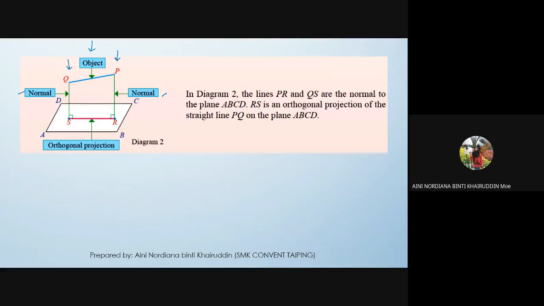You ada plane ABCD, horizontal plane. Okay. This is horizontal plane. You kena imagine this is horizontal plane, macam you letak one paper dekat atas meja. Okay. Then let's say QP ni adalah pencil ataupun pen. You letak di atas A4 paper, A4 paper ABCD. And this pen hanging. Maksudnya you kena pegang lah.